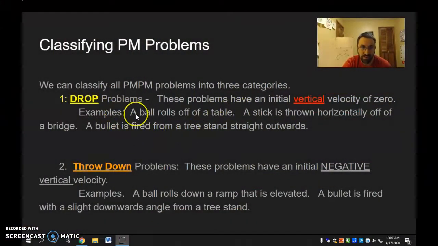So drop problems, an example of a drop problem would be if a ball rolls off a table, or if you are standing on a cliff and you throw a stick out horizontally off of that or off of a bridge. Or if you're standing in a tree stand and you shoot a gun straight outwards, that is going to be considered a drop. It doesn't have any initial angle. The initial angle is 0. A throwdown problem is going to be different. That's going to be something that has an initial negative velocity because you're shooting it downwards or throwing something downwards. Okay, so the first two ways to classify problems are drop or throwdown.